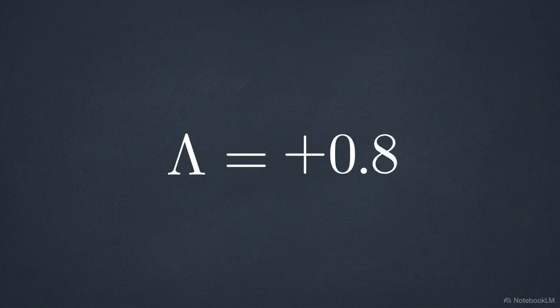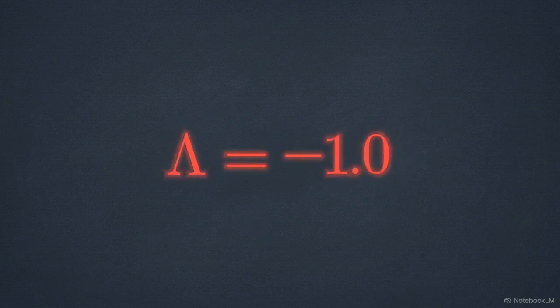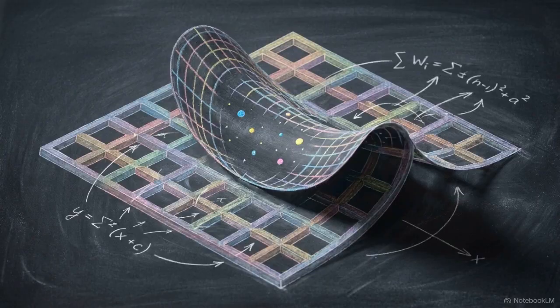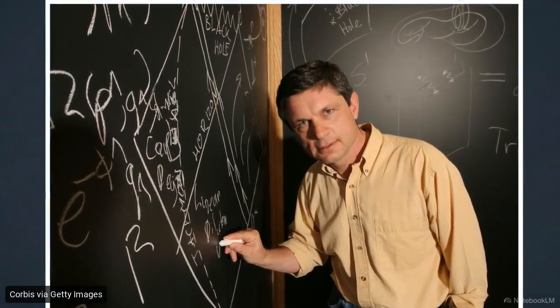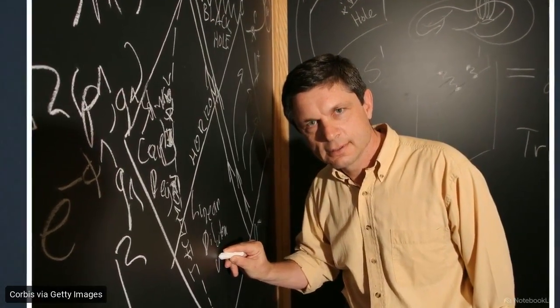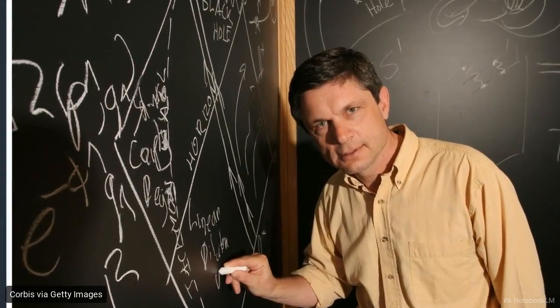But this mathematical architecture relies on a strict parameter. It requires a negative cosmological constant. A negative cosmological constant creates a universe that curves back on itself. It effectively puts gravity in a box, providing a convenient, finite boundary where the math neatly resolves. Theoretical physicist Juan Maldacena rigorously demonstrated this duality using string theory in the late 1990s.